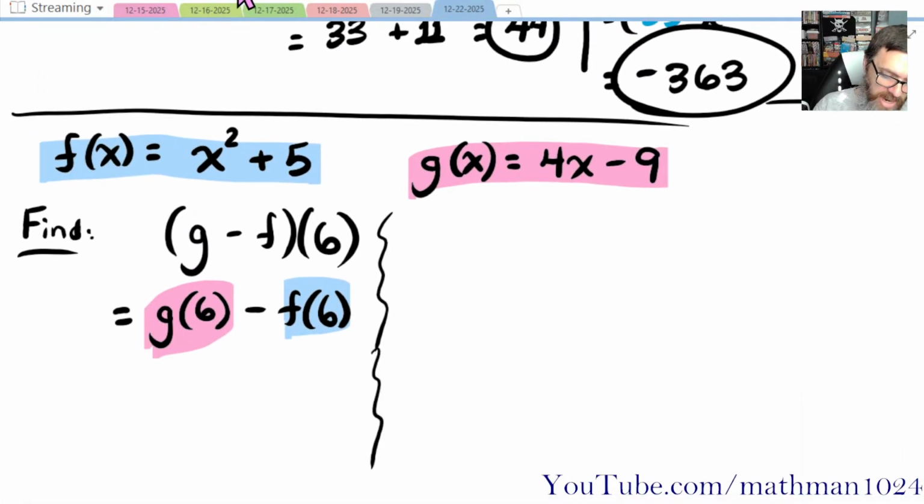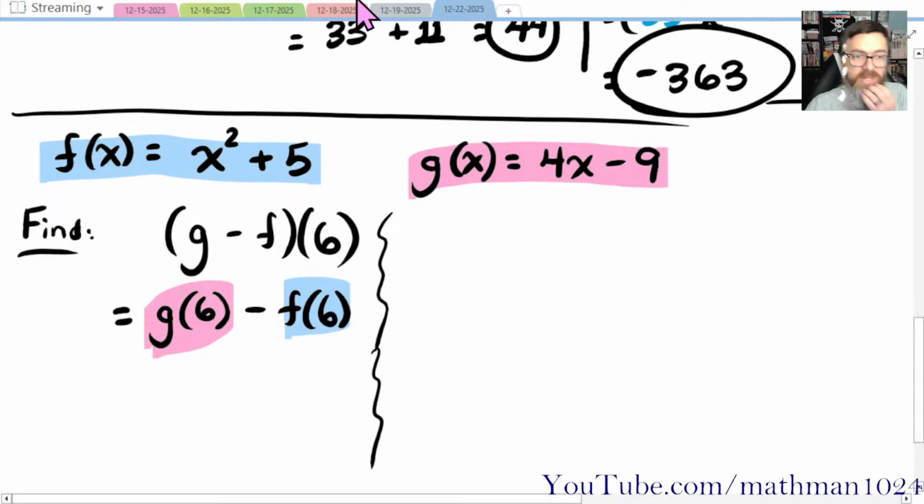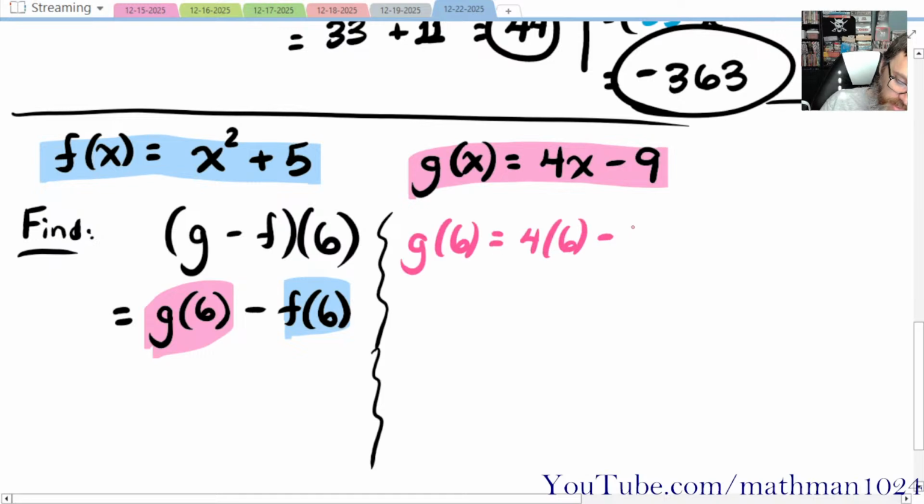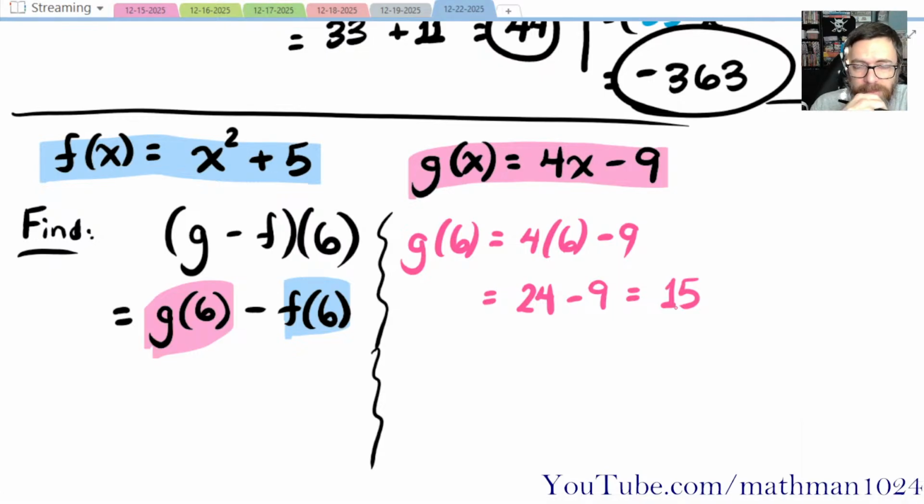Alright, so I am going to do g of 6 first because that's the first thing that's listed. So g of 6 is 4 times 6 minus 9. Take your time, show each step.